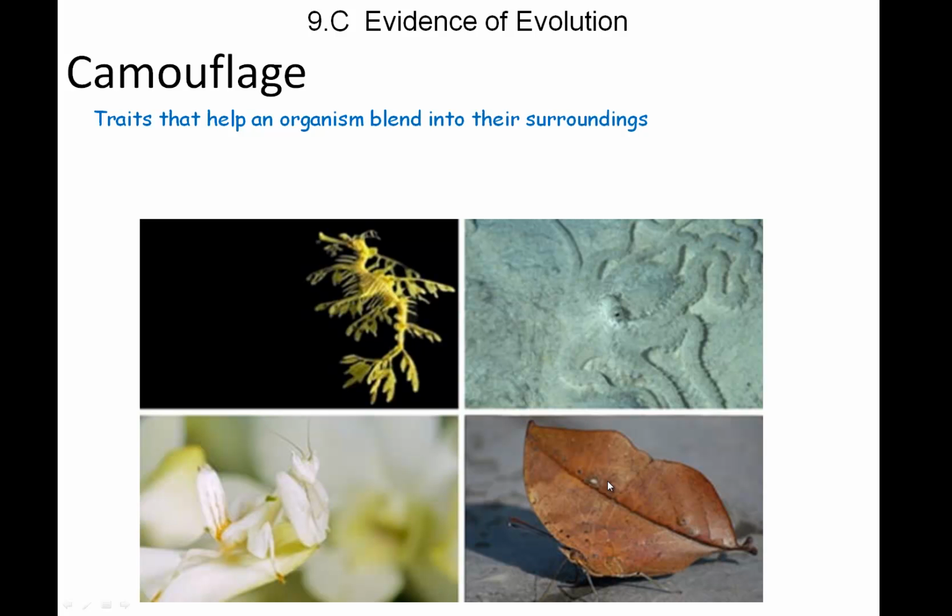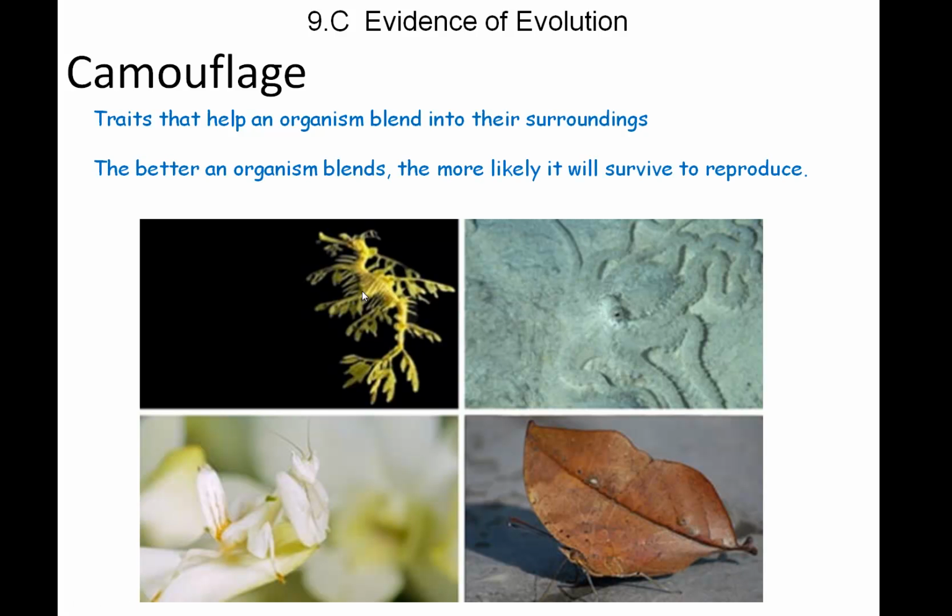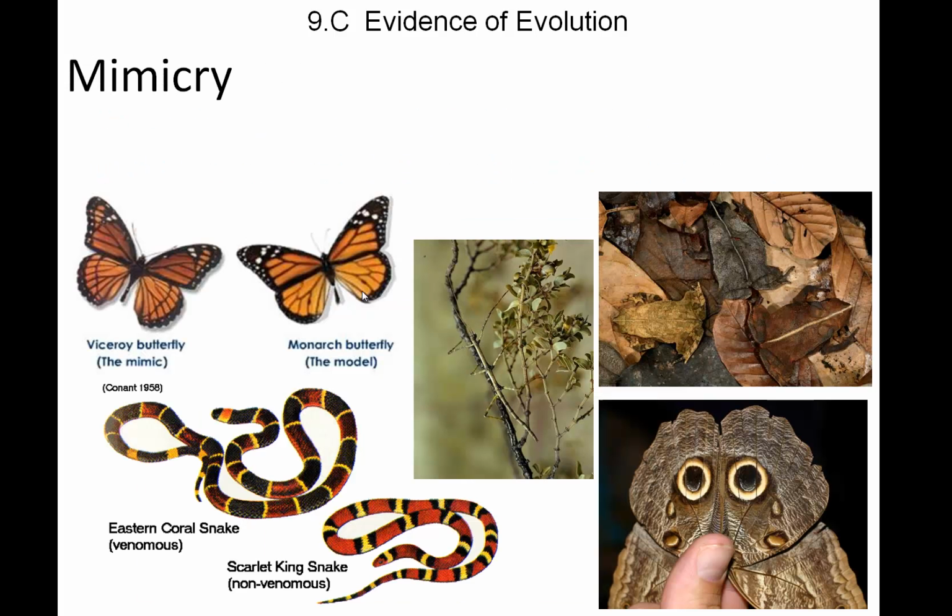This is a bug that looks like a leaf, and this is a praying mantis that looks like a flower. So maybe we can get a bug to come in here, and we can have a bird not see this, or we can have a fish not see this or not see that. So the better the organism blends into the environment, the more likely it is able to survive to perpetuate the species. Mimicry, same thing. We want to be able to hide, and sometimes it's beneficial to mimic things.